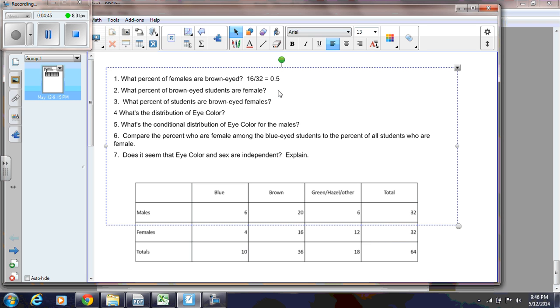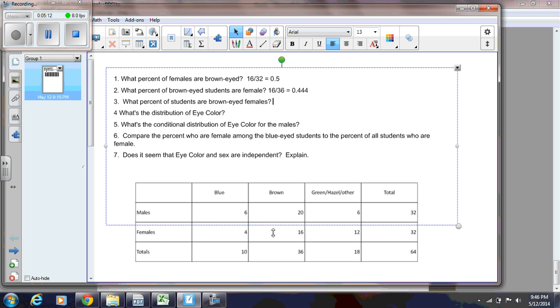So what percent of brown-eyed students are female? Now we're looking specifically at the brown-eyed students. We want to see how many are female. So we're going to look at 16 over 36, which equals 0.444 or 44%.